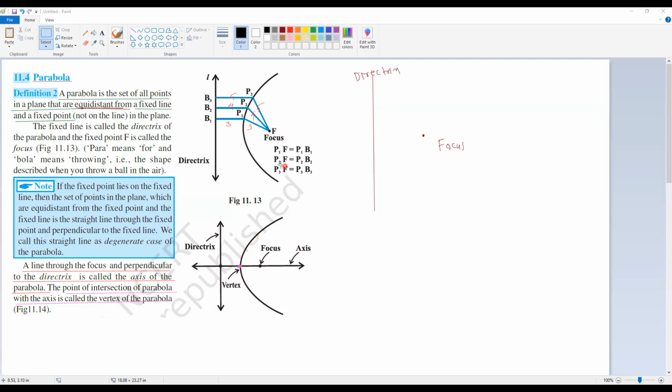Clear? Now here they clearly said, it is equal distance from a fixed point and a fixed line. That fixed point should not be on the line. It should not come on the line. If it lies on the line, if the fixed point lies on the fixed line, then this becomes a straight line. This straight line. Okay, so we know that it's a degenerate. So straight line is a degenerate case of parabola.